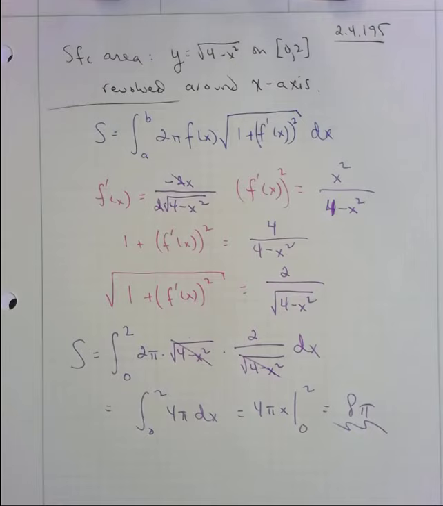But if you hadn't noticed it already, we're just working with part of a circle. Square root of 4 minus x squared is a quarter of a circle. It's the right half of the upper half of the whole circle.